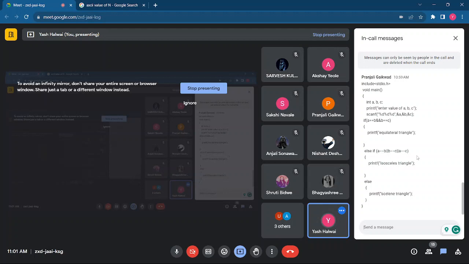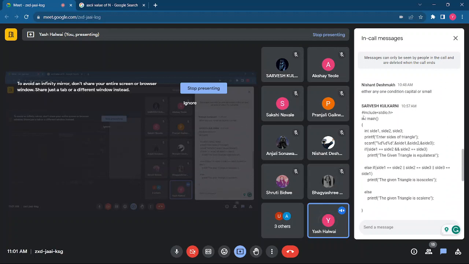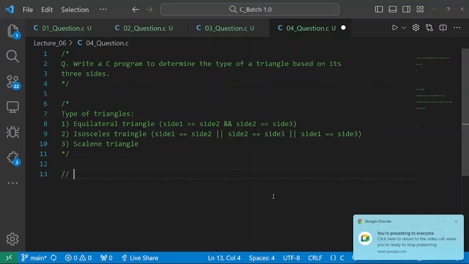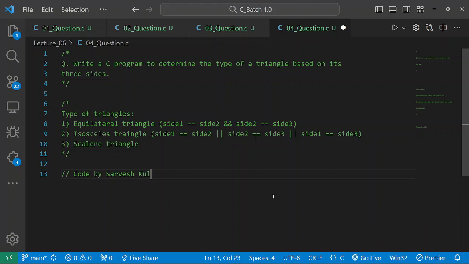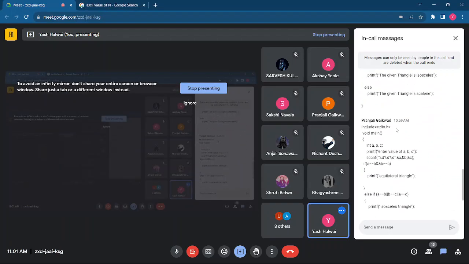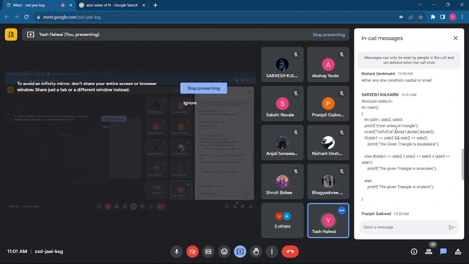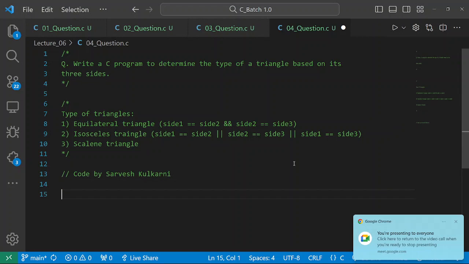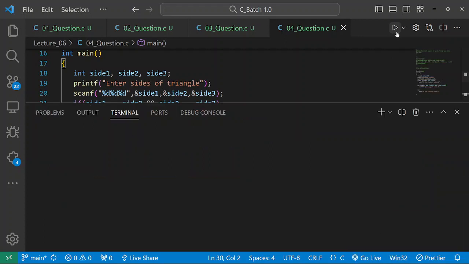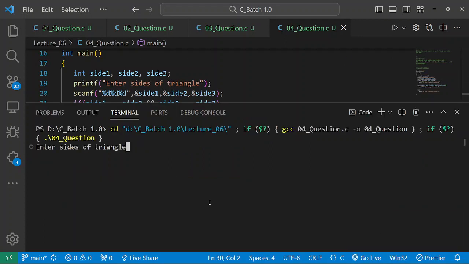It's 11:01, and I have got only two answers. So let me copy it. Code by Sarvesh Kulkarni. Anjali has also done it. Let me paste it. This is the code which Sarvesh has provided. Let me run it. It is asking to enter the sides of the triangle.